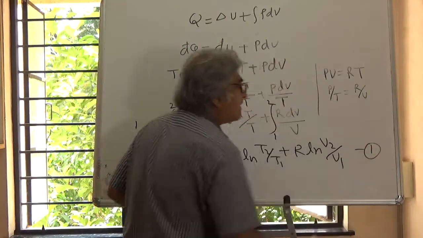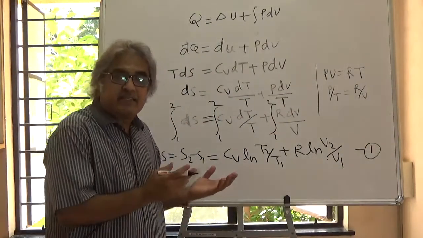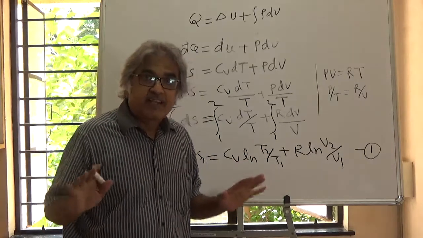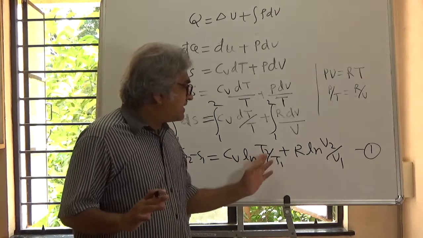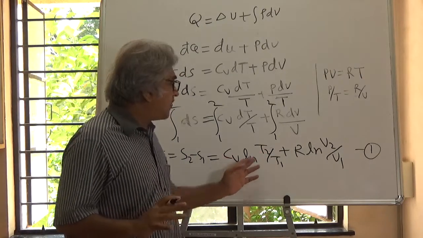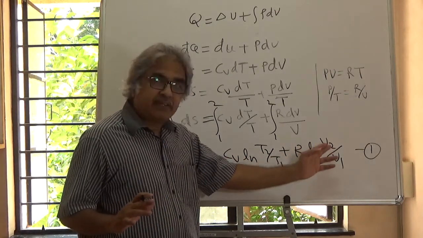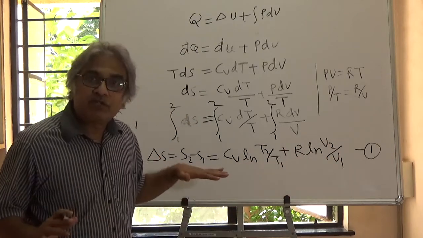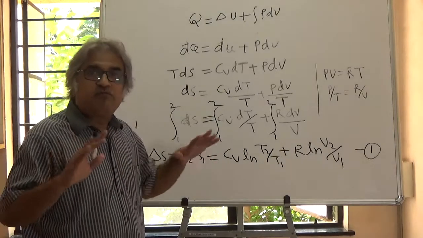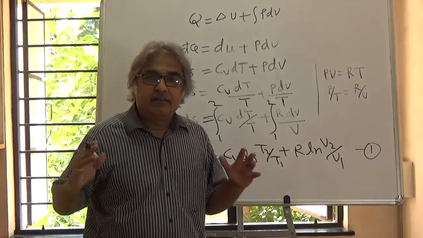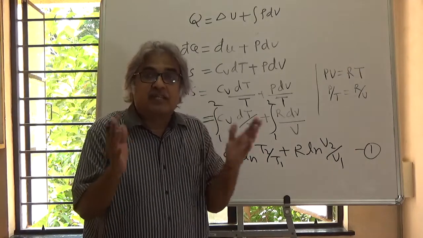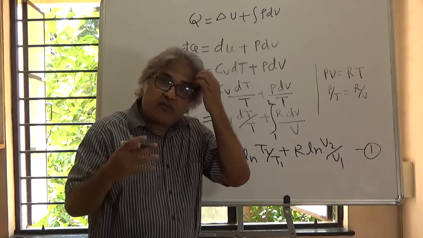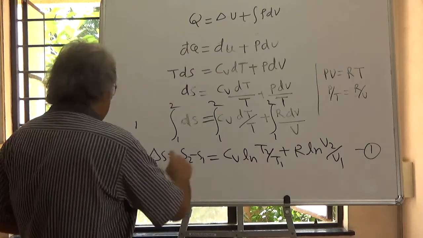Now please note that this is a general expression. You can apply this to any process. All that you require is the initial temperature, final temperature, the value of Cv, the initial and final volumes, and the value of R, the characteristic gas constant. Then you can find the change in entropy. So you don't have to bother about the type of process. It's a general expression. We are deriving different forms of the general expression. So this is one expression.